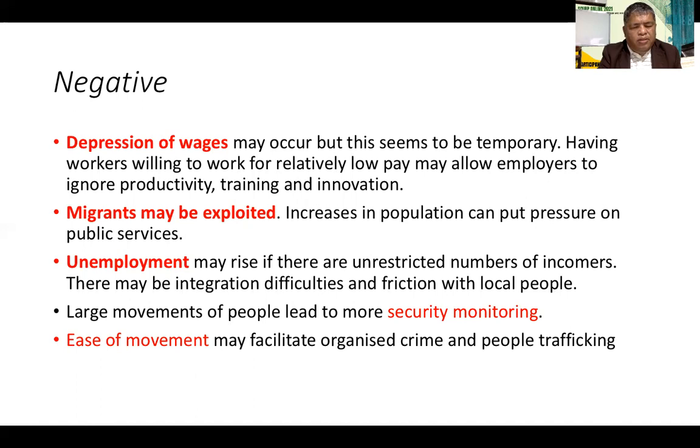Large movement of people leads to more security monitoring. So isa pa yun, no? Kung galing ka ng Middle East, galing ka ng isang bansang they call terrorist countries, terrorist nations, so kasama ka sa imo-monitor. Movement may also facilitate organized crime and people trafficking. Ito pa yung isang negative niyan: yung maluwag ang pagpasok, paglabas, then it will cause facilitation of organized crime.